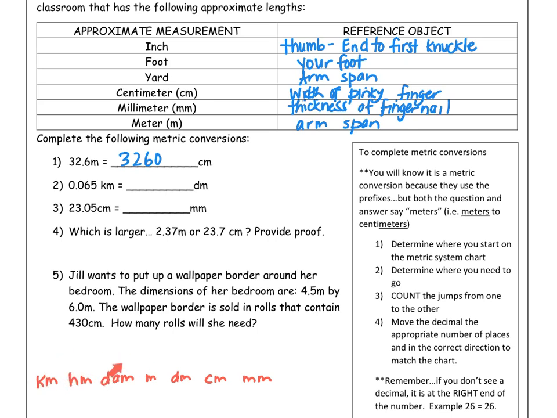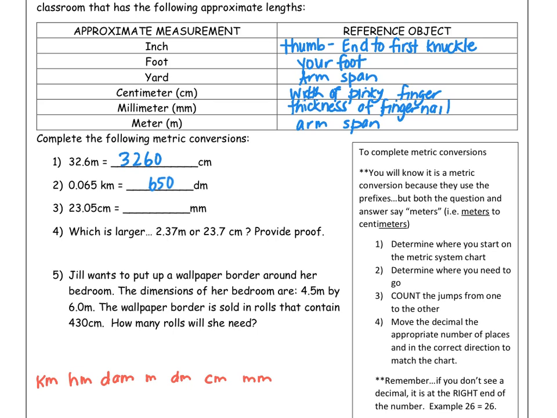1, 2, 3, 4 spots over to the right. So I'm going to take that decimal and move it 1, 2, 3, and I need one more spot over, so that's going to be a 0. So if I do that, this is what I get: 0.00650, right? Now we know that we don't need those leading zeros in there, so we can get rid of those because they're just at the front, so it's 650 decimeters.